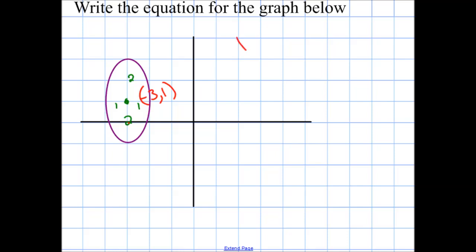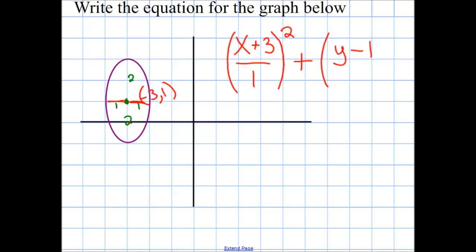When I write my equation, my x is being moved over to the left 3, so it's minus a negative, so it turns to plus 3. And then my x-axis went right and left 1 unit, so I just divide by 1 squared. It's an ellipse, so it's plus. Then I say, okay, my y has been moved up 1, so minus 1, and the radius for the y-axis is 2, so I put it over 2, and it will always equal 1.